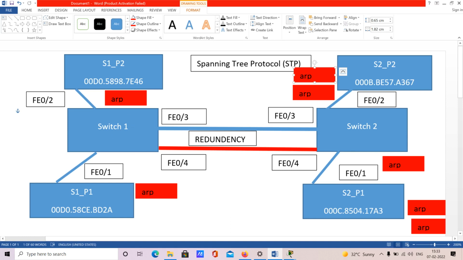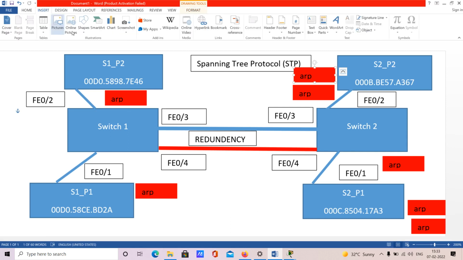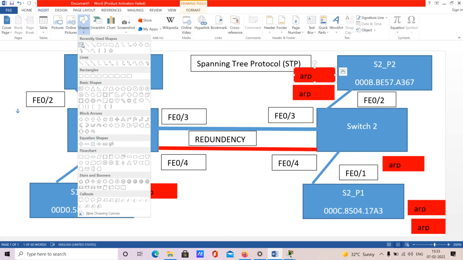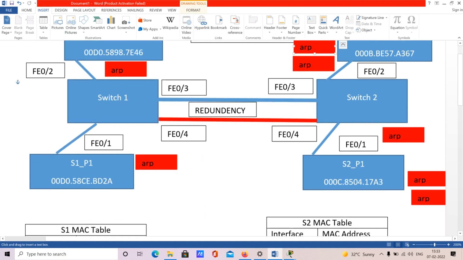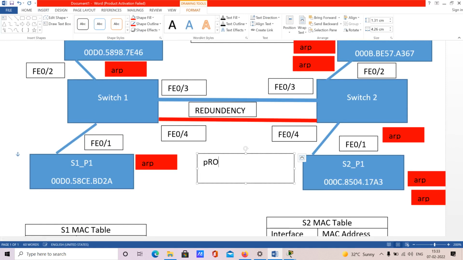So look at it, we are getting multiple ARP requests from multiple links. Are you getting me? Hope this diagram is visible. Now with the help of making a redundant link, the first problem that we face is called a broadcast storm.